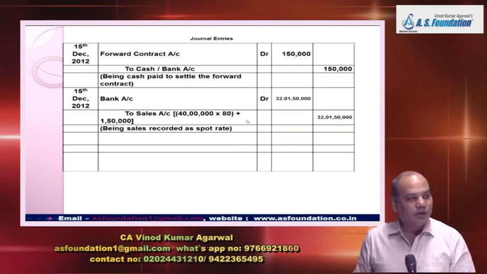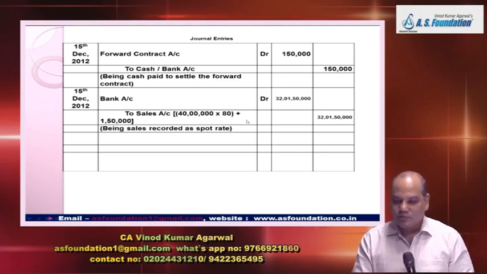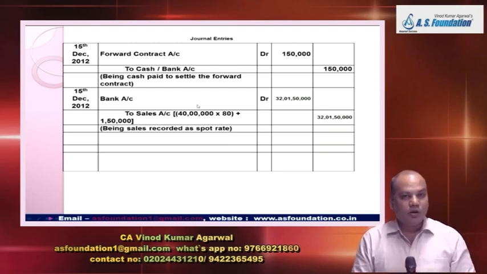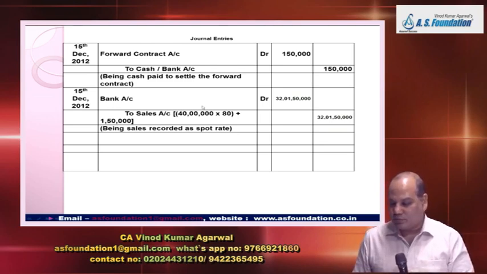Otherwise, first we'll have to find out the rate. 1,50,000 divided by 4 million. That will give me the rate. And then that rate multiplied by your 4 million. 80.0375. You are a good student. 80.0375 is the rate. You are right. After that 1 year period. So either you can do that first, or you can directly just add 1,50,000.